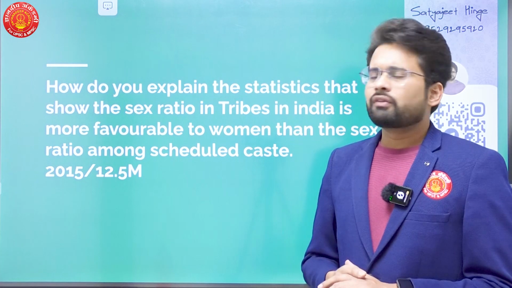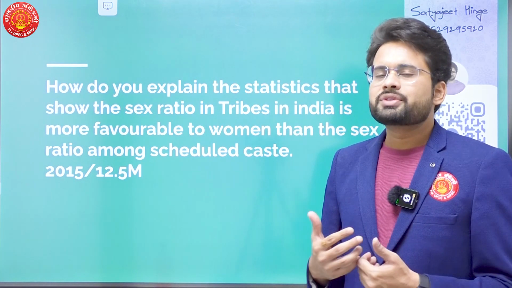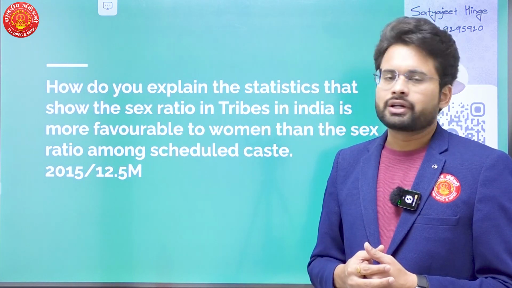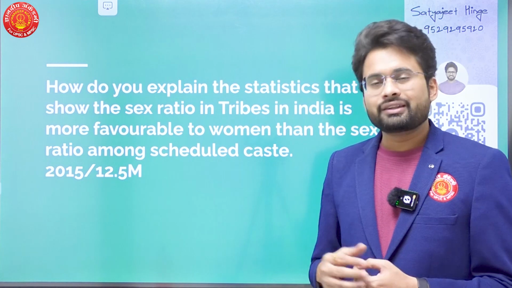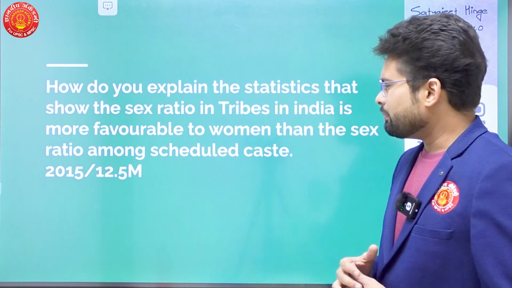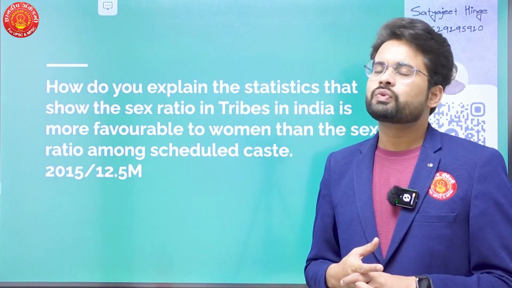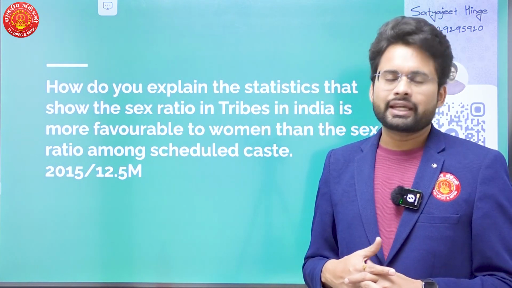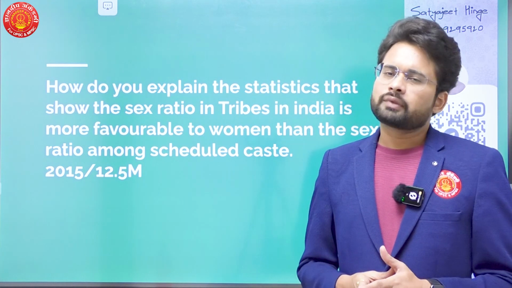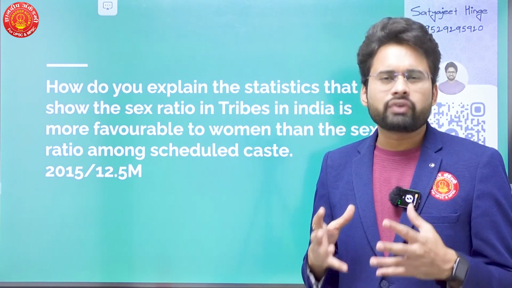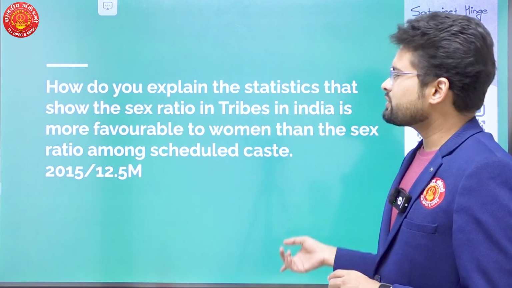By the way, this is one of the simple questions. You have to just argue how the tribes have maintained their higher sex ratio, and why the scheduled castes have not maintained theirs. As a 12.5 marker, we will consider this question for 10 marks. And as we have fewer points, anybody going directly to the examination will have, let's say, 4 to 5 important points, not 10 different points. But this question is for 10 marks.